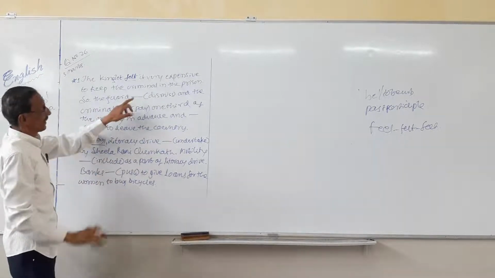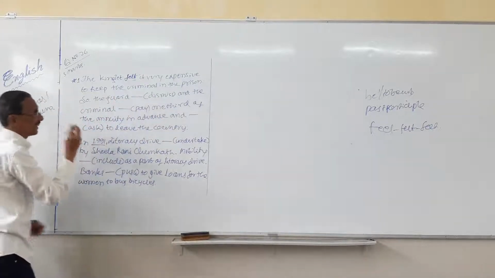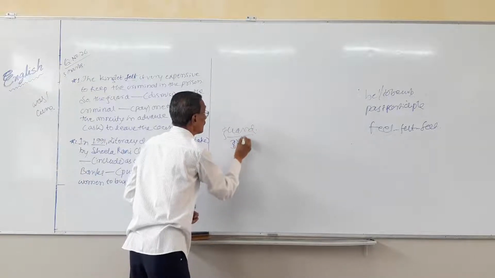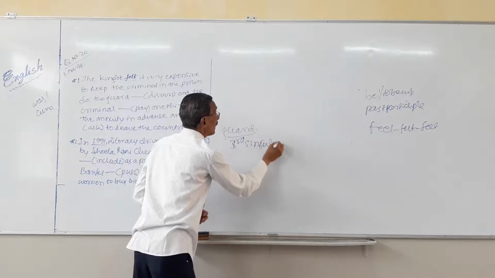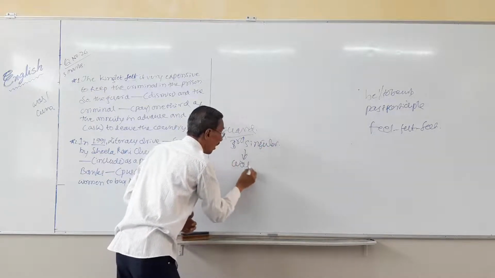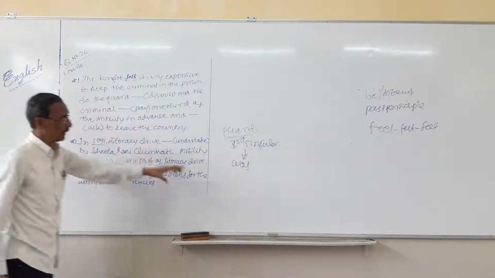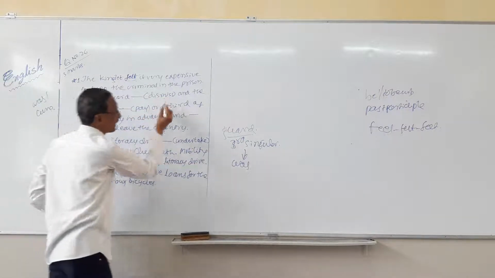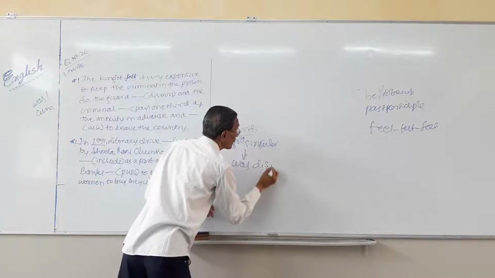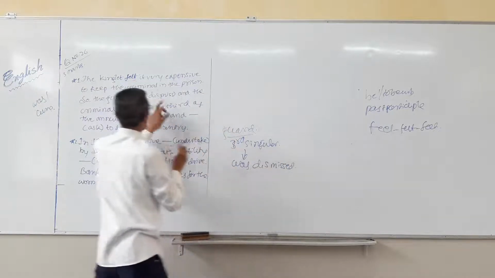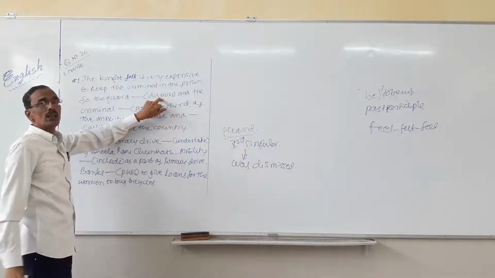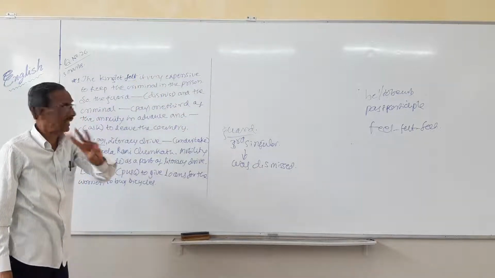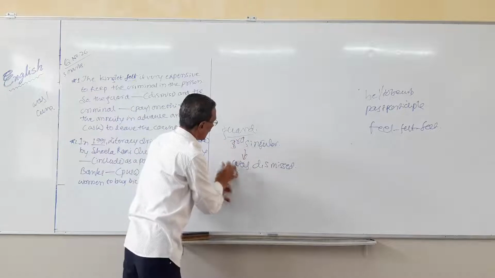So the guard dismissed. The guard here is third person singular, so this should be was, because the past tense form of the verb is was. So the guard was dismissed. This is was and dismissed, because the past participle of the verb dismiss is dismissed. Three forms of the verb are there: dismiss, dismissed, dismissed. That means the guard was dismissed.